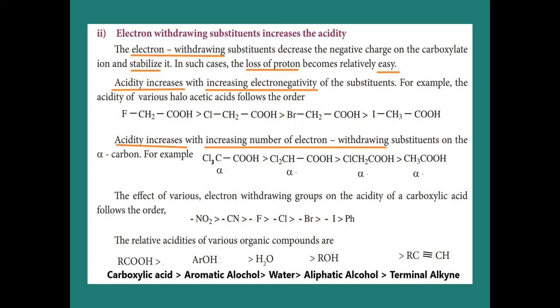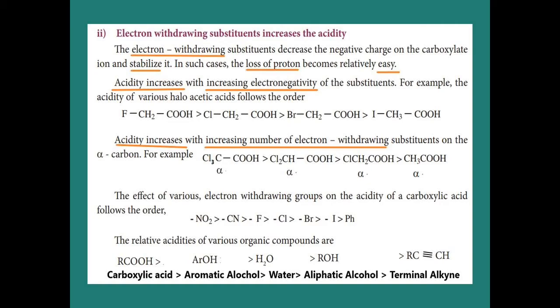The next one, chlorine. Now replace in the acetic acid. How many hydrogens are present in the methyl group? Three hydrogens. When one hydrogen is replaced with chlorine, it is called monochloroacetic acid. Two chlorines replaced is called dichloroacetic acid. Three chlorines replaced is called trichloroacetic acid. Now among the four, the most acidic is trichloroacetic acid.